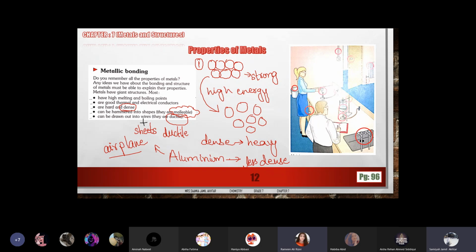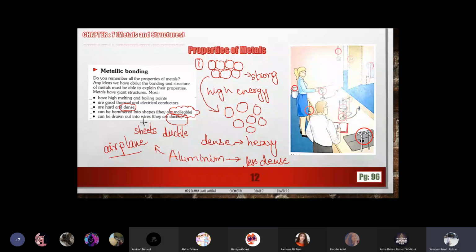So the word malleable is used for shapes. They can be turned into shapes, and the word ductile is used for wires or sheets. These are the properties, and you have to learn these properties. Do you remember all the properties of metals?